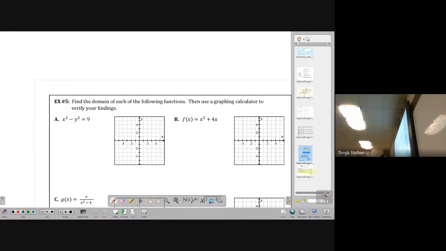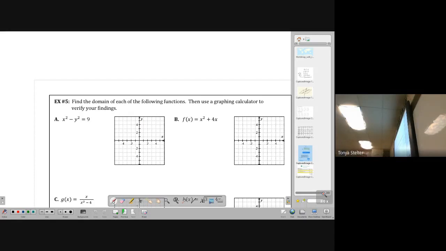So these ones are going to have some excluded values. You're going to have excluded values if you plug in an x number and you end up with a 0 in the denominator, or if you end up with an even root with a negative number inside. So if you plug in any x value into your equation that results in a 0 in the denominator or a negative number underneath the even root, then you have to exclude those values from your domain.